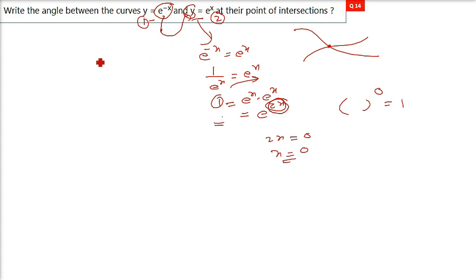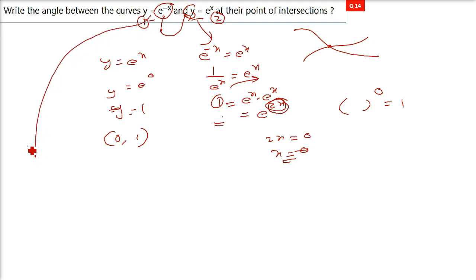Now just put it in any of the equations when x is equal to 0. So if you put e raised 0, and as I said, anything raised to 0 is a 1. So y is 1. The x and y points are 0 and 1. These are the coordinate points for you, but the angle has to be found out. And first we have to differentiate these two. We'll call it m1, dy by dx. The second one we'll call it dy by dx again, and we'll call it m2.